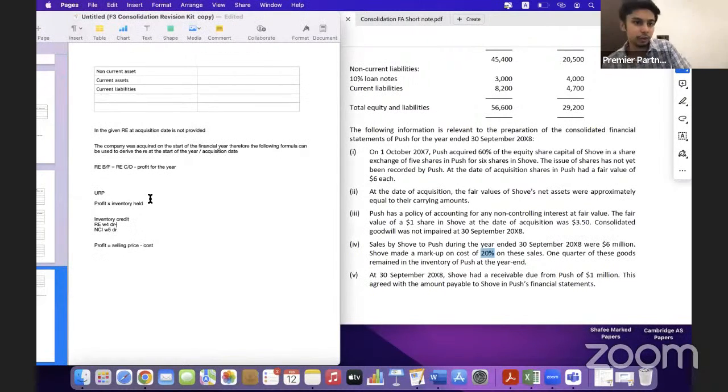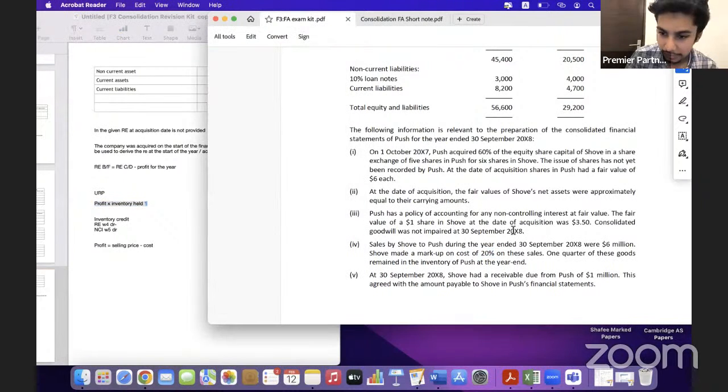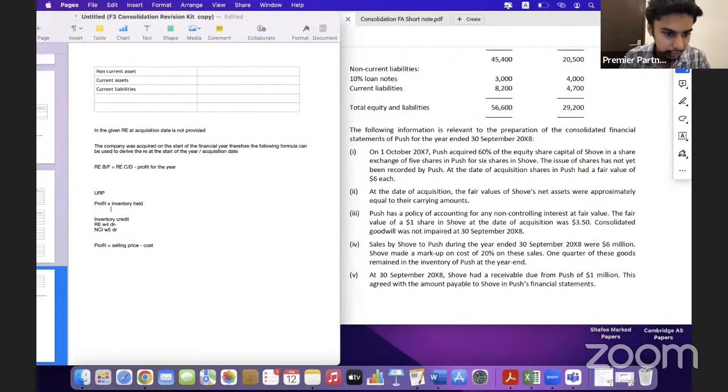Okay, so guys, first of all, to get the URP, this is the formula: profit into inventory held. Now, guys, what is the percentage of inventory held? 1/4 remained in the inventory. So I'll mark it over here: inventory held is 1/4. Now what you need to do is calculate the profit. How to calculate the profit, guys? Use this equation. Now, this is a markup.